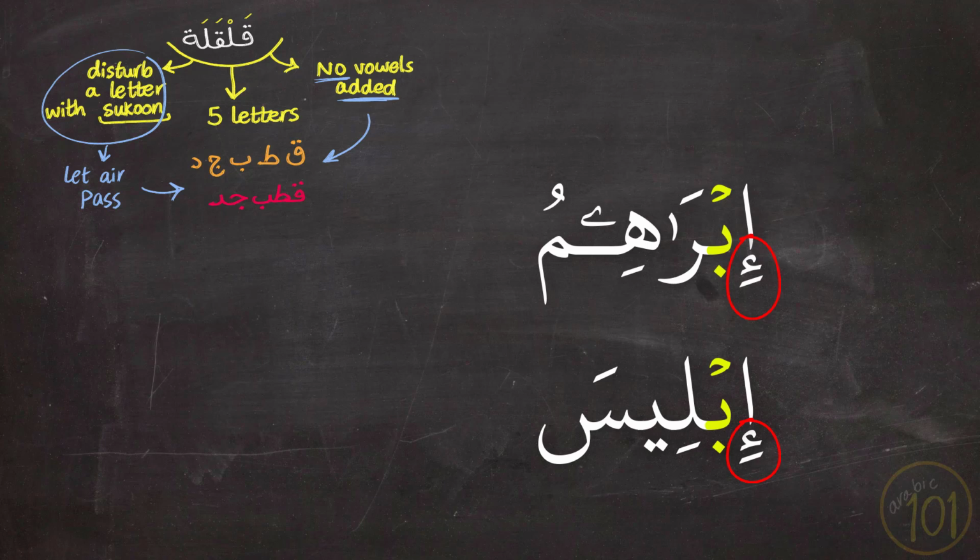So you have to be cautious not to accidentally add a vowel similar to the vowel found on the letter you see before the letter of Qalqalah. So then it would be wrong to say Ibrahim. Ibrahim. That is wrong. The correct is Ibrahim. And it would be wrong to say Iblis. That is not correct. The correct version is Iblis.